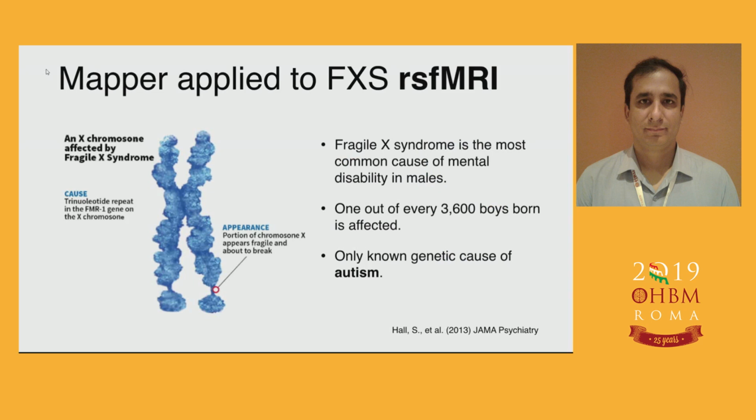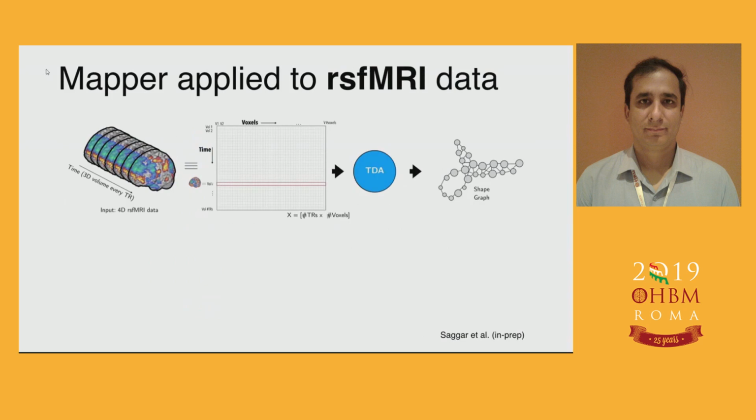Okay, so now applying it to Fragile X syndrome, and more importantly, the resting state data. Fragile X syndrome is a very special neurodevelopmental disorder. It mostly affects males. We only have one X chromosome. And it is known as the only genetic cause of autism. So many patients with Fragile X syndrome show symptoms of autism.